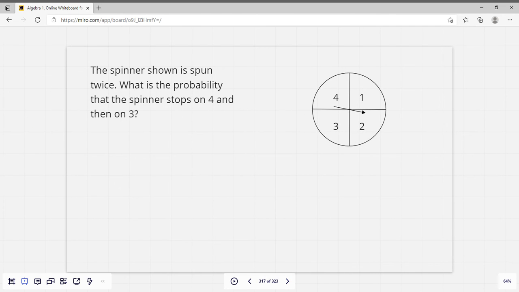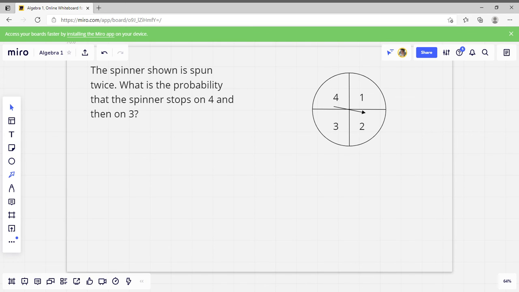All right, the spinner shown is spun twice. What is the probability that the spinner stops on a 4 and then on a 3? Okay, so our first spin, what is the probability it'll stop at a 4? Well, there are 1, 2, 3, 4 total possible outcomes, but there's only 1 four. So, 1 chance of landing on 4.